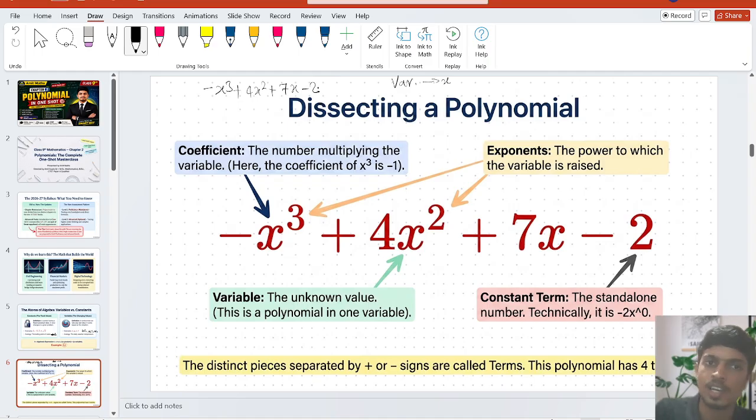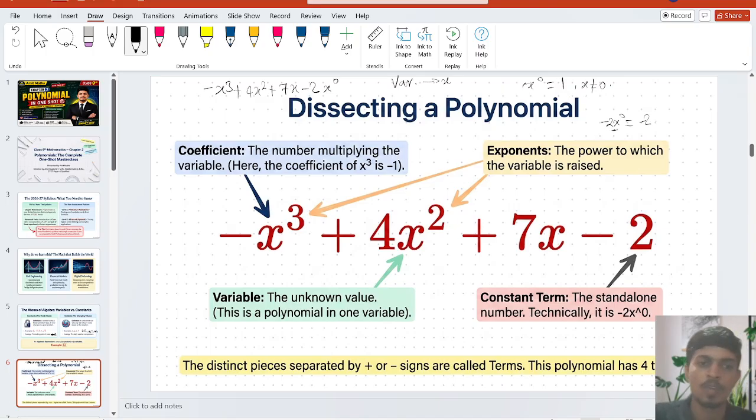Here you see x to the power 0, and you know that x to the power 0 is equal to 1, provided x is not equal to 0. So this is the variable and the constant term. The constant term is the stand-alone number. Technically, it is minus 2, which can be written as minus 2 into x to the power 0, and you know that x to the power 0 is equal to 1.